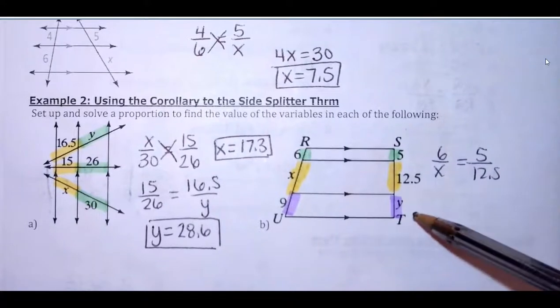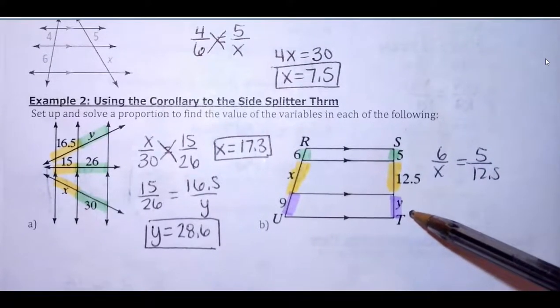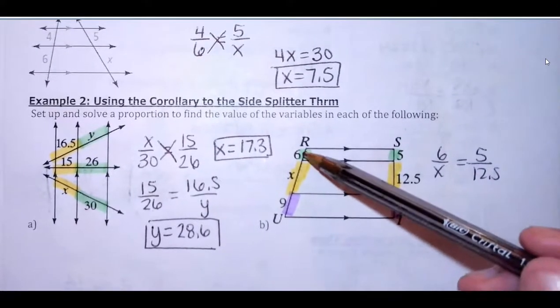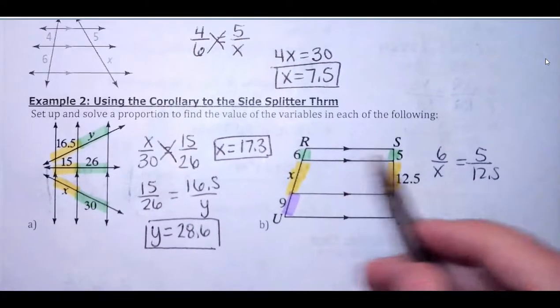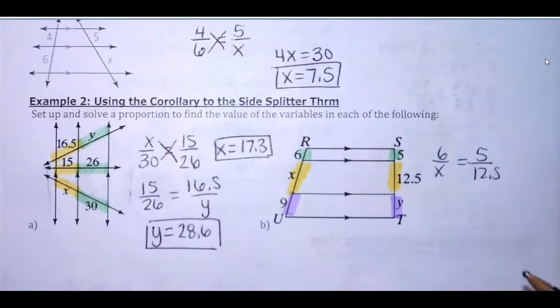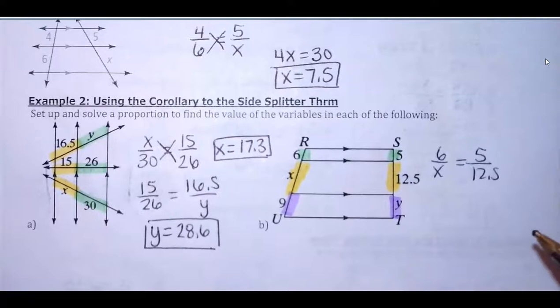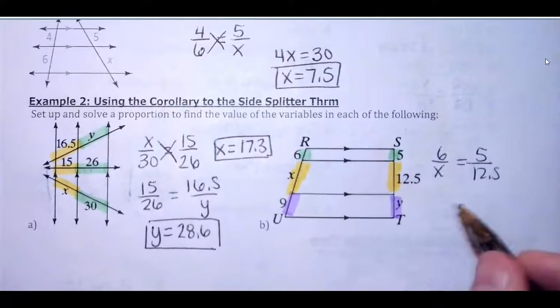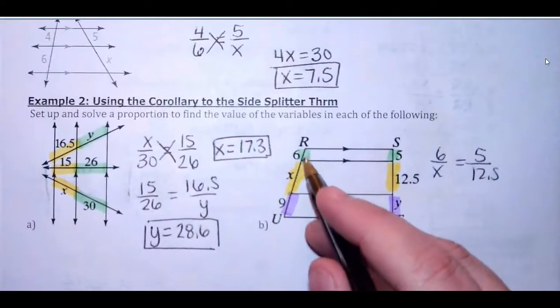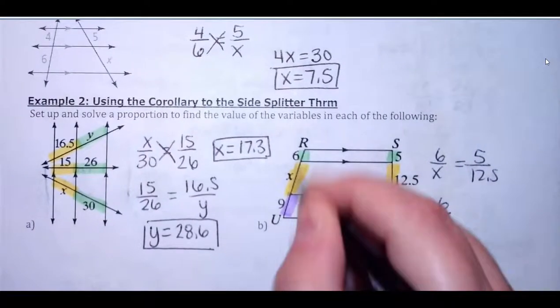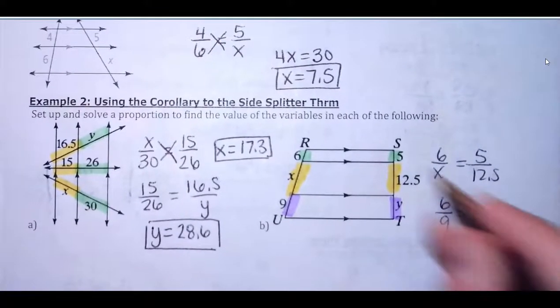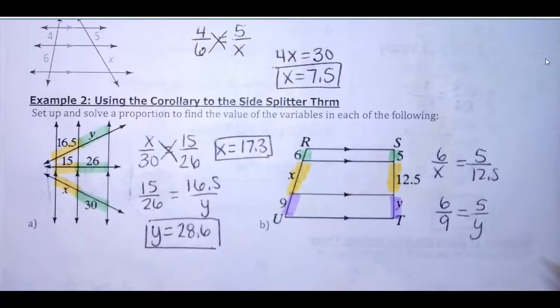If I was going to do y, I would actually use what I have colored in green and purple. They don't have to be connected. If you have any sets of parallel lines running into transversals, they cut off segments that are in proportion. So for the y, I could do 6/9, as long as those pieces are the same, and then do 5/y to get a proportion there.